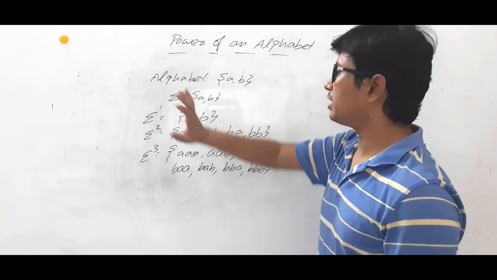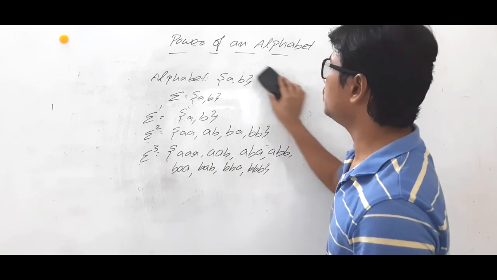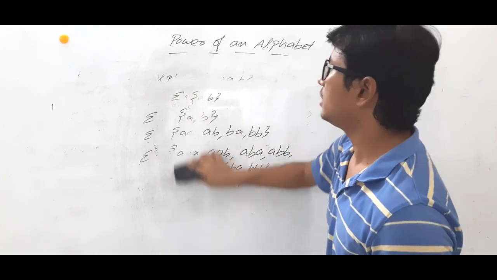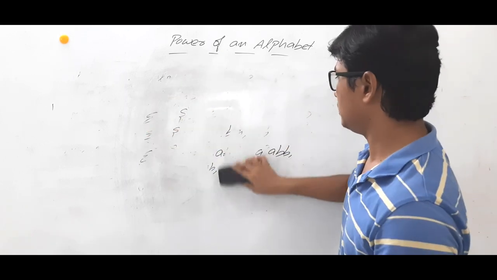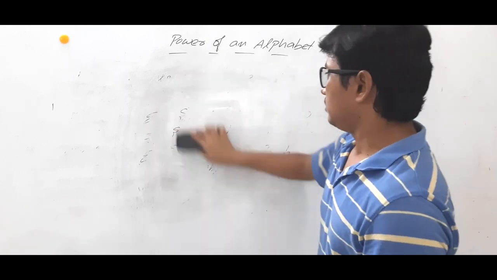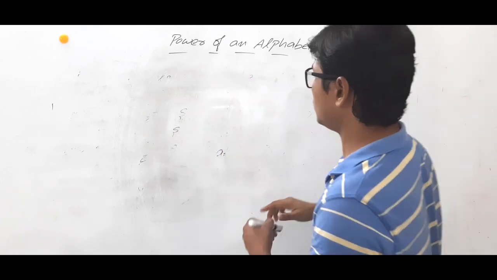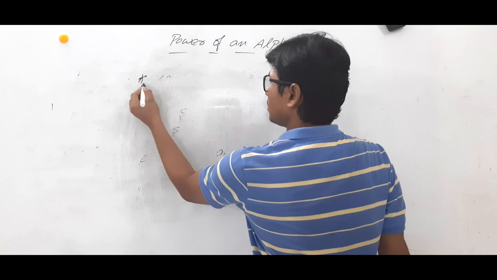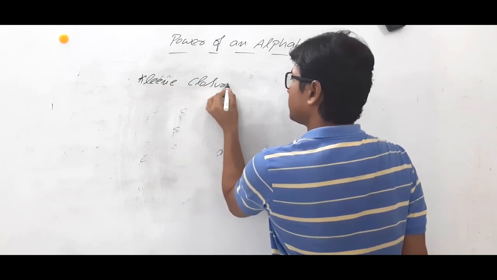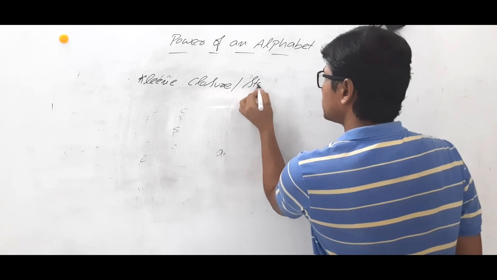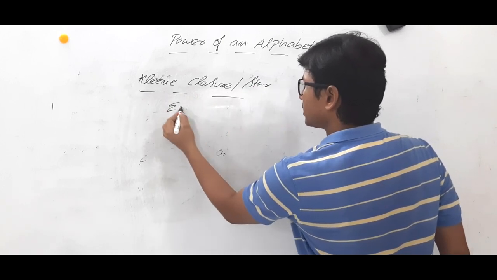So this is what we call a power. Now using this power, we will discuss two other important concepts called Kleene Closure, and then Kleene Plus. These two are very important concepts. First, Kleene Closure, or Kleene Star. It can be called Kleene Closure or we can also write it as star, for alphabet A, B.